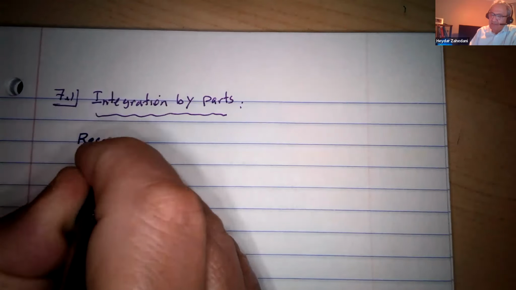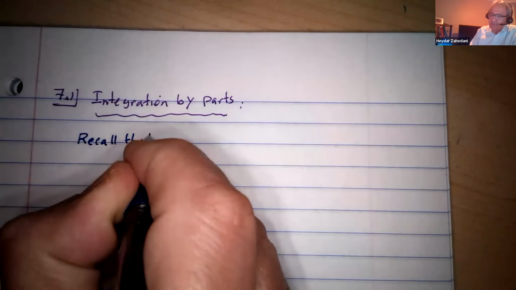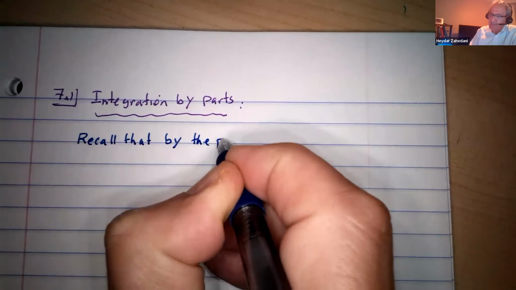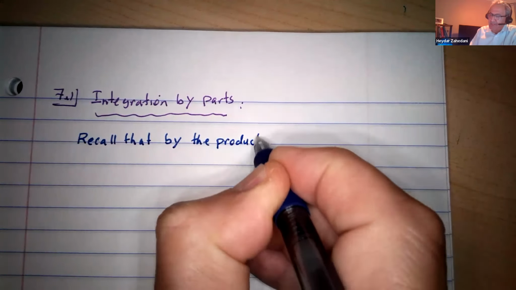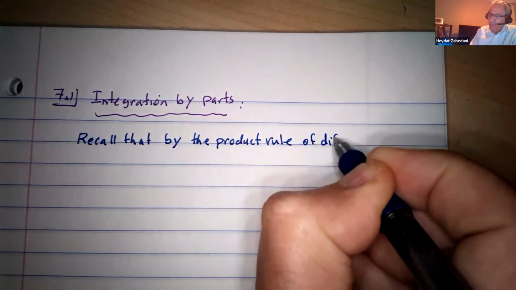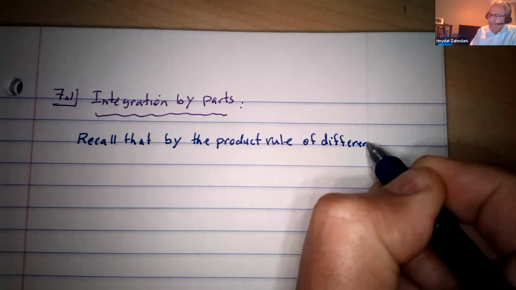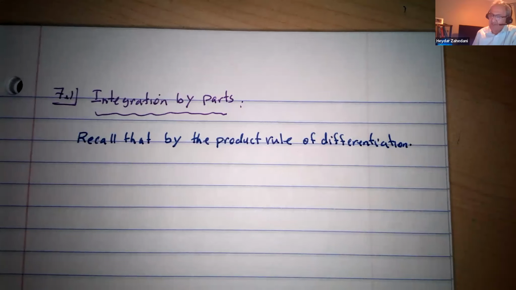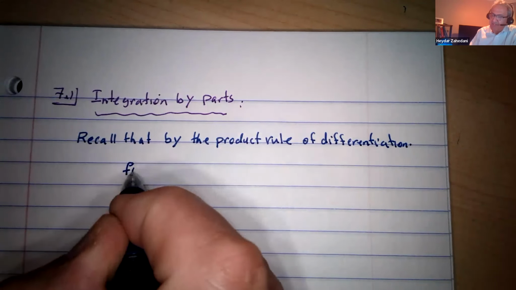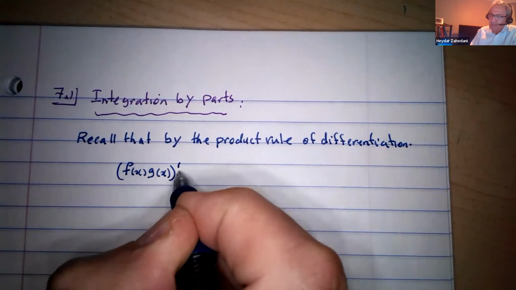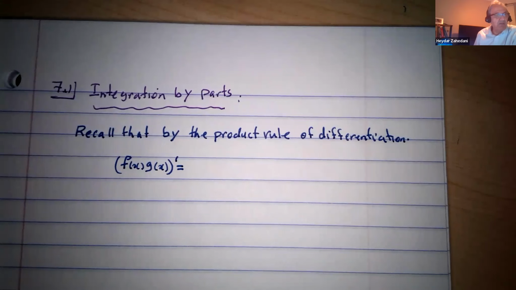So recall that by the product rule of differentiation, if you have two differentiable functions f and g, the derivative of f of x times g of x is the derivative of the first times the second plus the derivative of the second times the first.